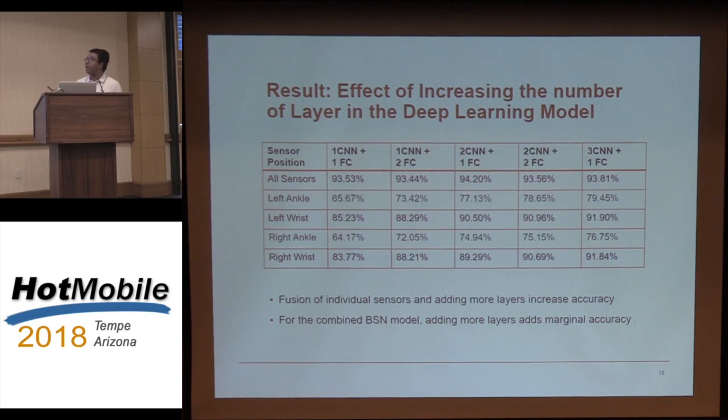But another interesting thing that we noticed is that if we combine all of the sensors and treat it as 12-channel data, even with one CNN layer and one fully connected layer, we get like 93% accuracy right off the bat, and then it doesn't increase that much.